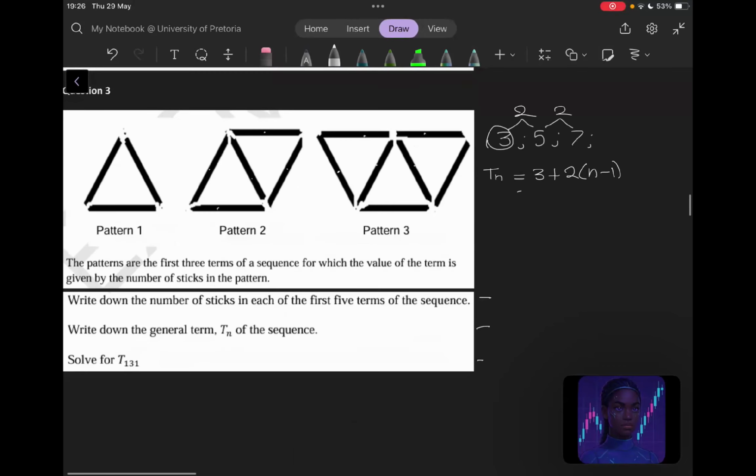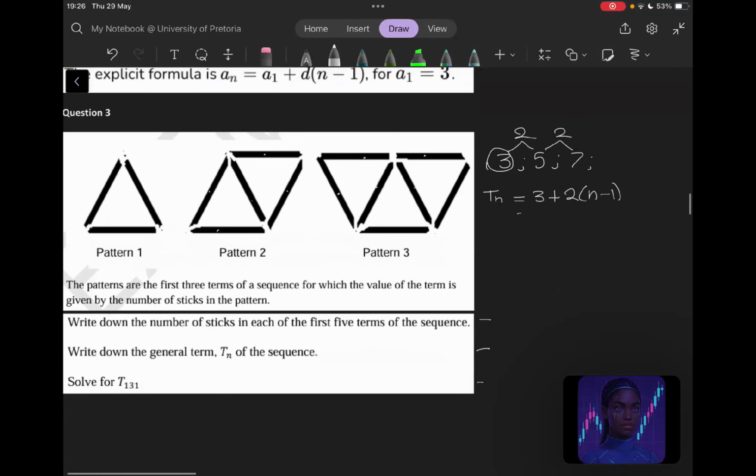Cool. It's asking us to write down the number of sticks in each of the first 5 terms of the sequence. All we have to do is substitute 4 and 5 in, and then we get all of the first 5 terms of the sequence. It starts off as 3, goes to 5, goes to 7. The next one would be 9. You can substitute 4 into here and it'll work out. And then the one after that would be 11.